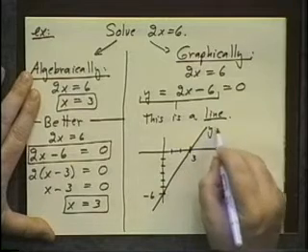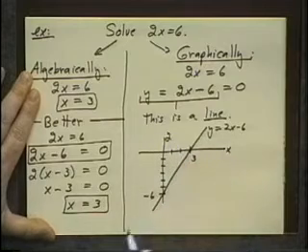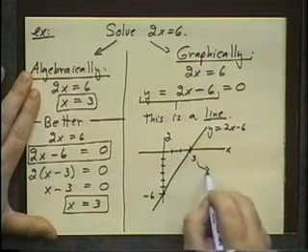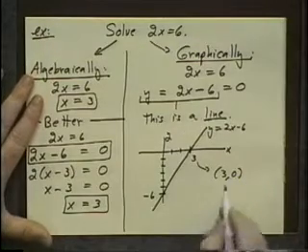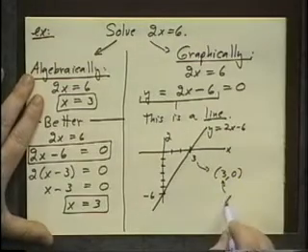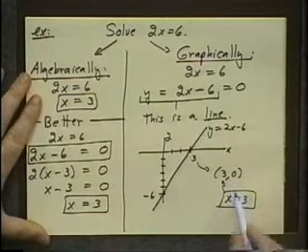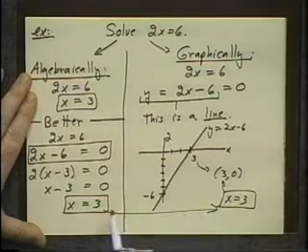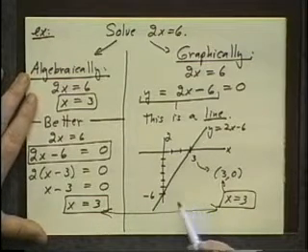And there is the line y equals 2x minus 6, the x and the y axes. This point is the point 3 comma 0. That means that x equals 3 is the solution. That is the x-intercept point, of course, and that, of course, agrees back here with the other one. We expected that. But this is a graphical way of looking at the problem.